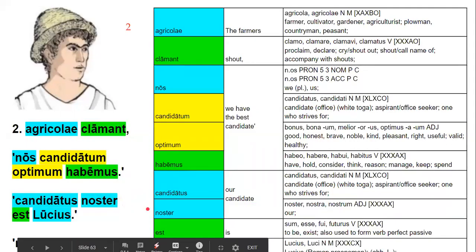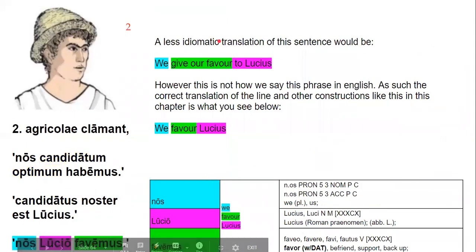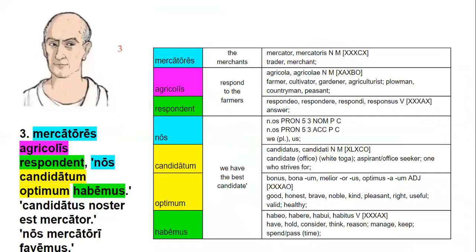Let's see. Let's go over here. This is just basically how I said that you should rearrange it so that it doesn't sound awkward. Remember that we're aiming towards the most fluid translation in English, so we favor Lucius. Okay. There we go. This will give you more of that information.